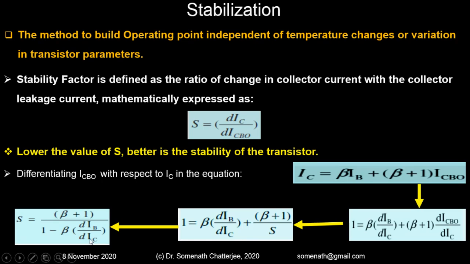In the next slide we will discuss the different circuit configurations, and based on them we can find dIB and dIC and how they affect S, because you can remember that the lower the value of S, the better the stability. So we have to see how we can reduce S, the stability factor. That is our main challenge, using different circuit configurations.